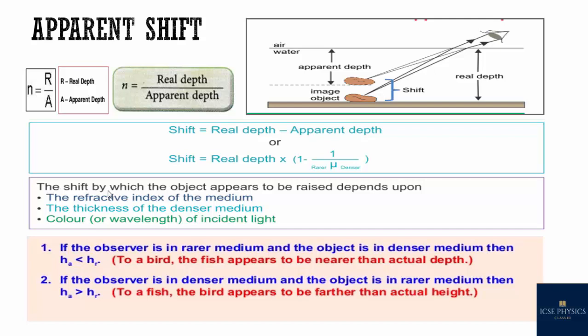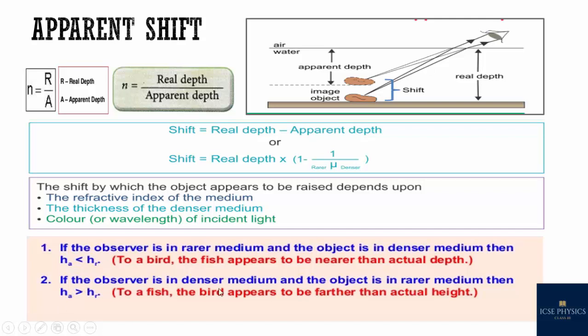Now, 2 important points which you should remember here is that when the observer is in rarer medium like air and the object is in denser medium like water or glass, then always the apparent height is smaller than the real height. To a bird, a fish, bird is in air, fish is in water. Bird rarer medium, fish in denser medium. Fish appears to be nearer than its actual depth.